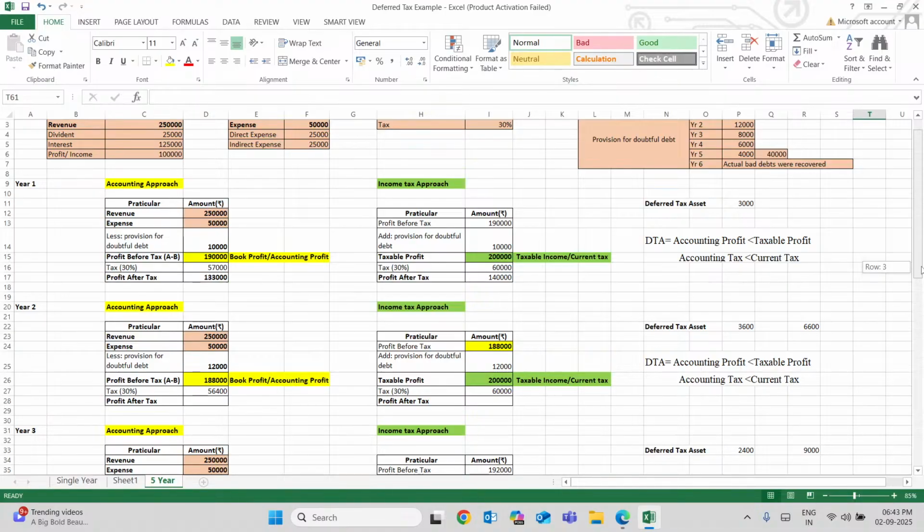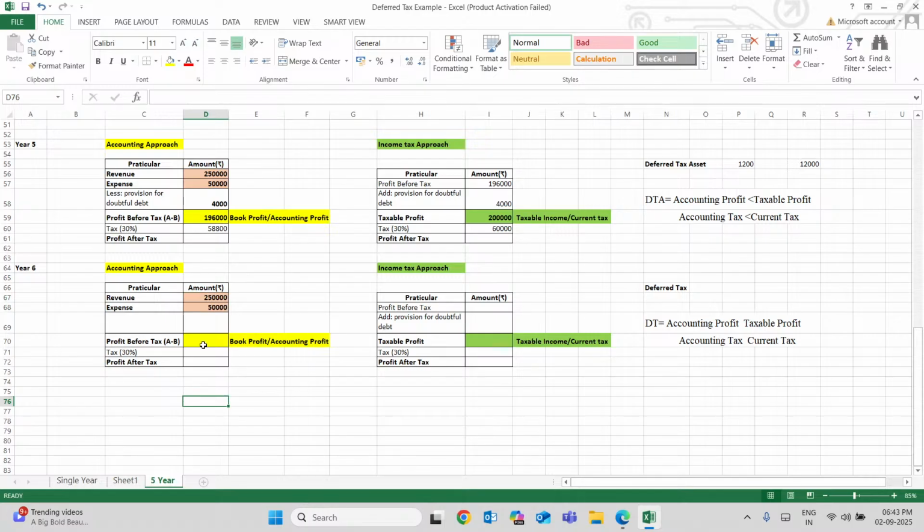Now in the 6th year, the bad debts actually occur, right? So here we will have no entry, because we have actually recovered it. So here we have a profit on which we have a tax of 30%, that will be 60,000. But in the income tax approach, if it has occurred, instead of adding it, we will deduct it this time.